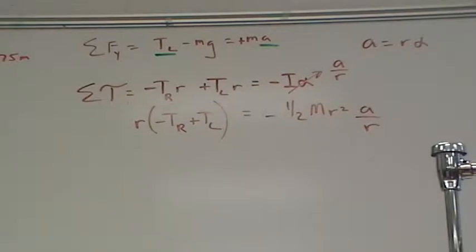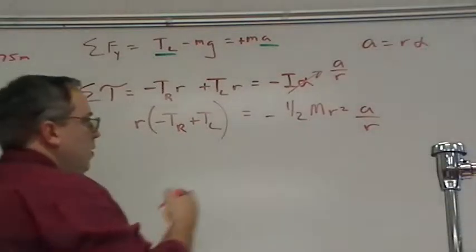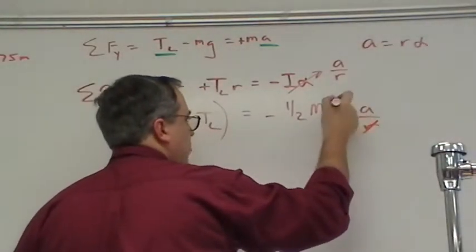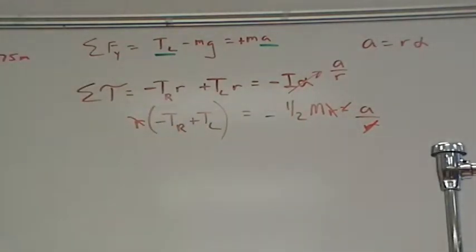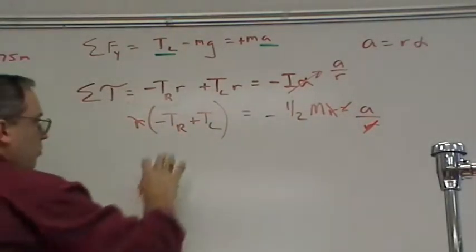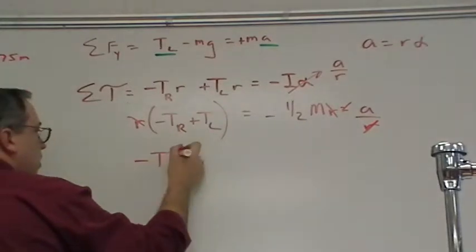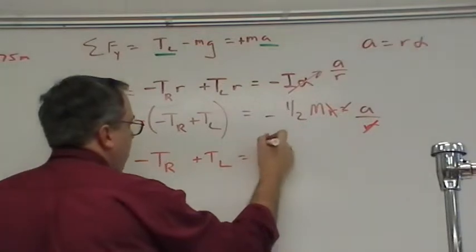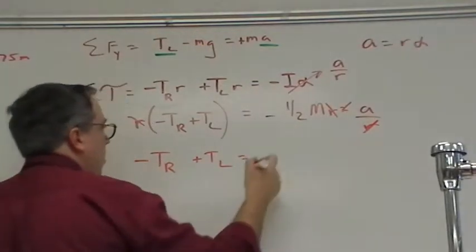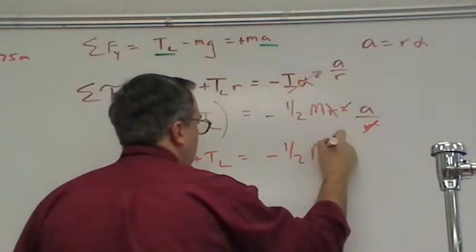Okay? What happens here? The R's cancel. This R takes out the squared. This R takes out that R. And we're left with: minus the tension on the right plus the tension on the left equals negative 1/2 MA.